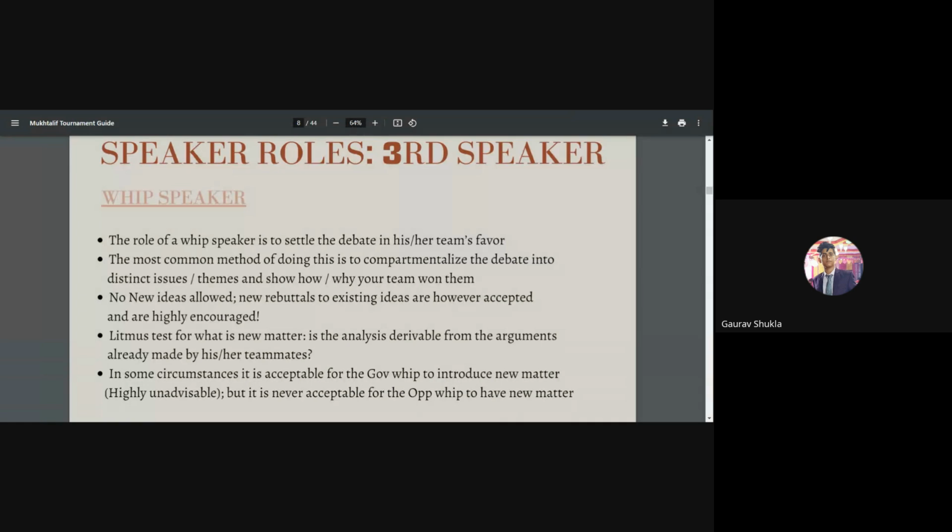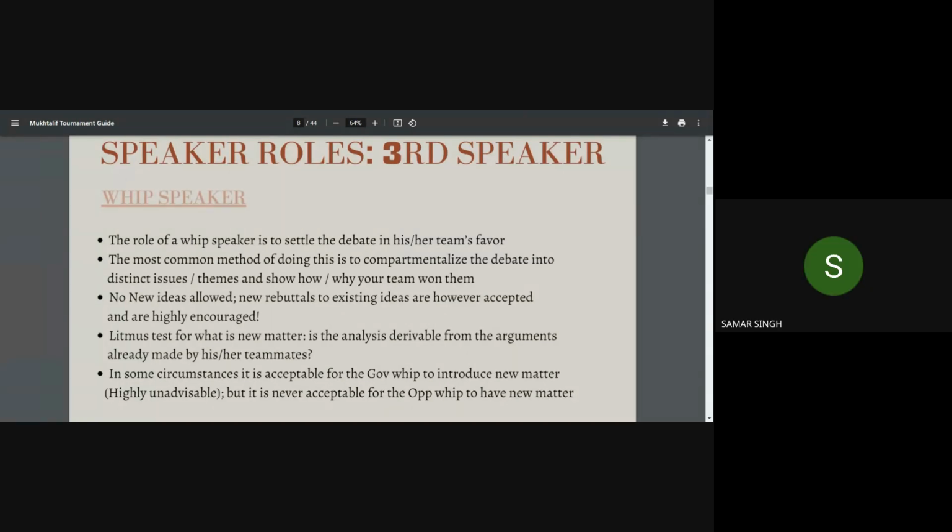Yes, sir, Kushi. In the last line of the slide, it's mentioned that government can sometimes, very rarely, introduce a new matter, but opposition is completely averted from doing this. So, may I know what's the cogent reason or the rationale behind this?